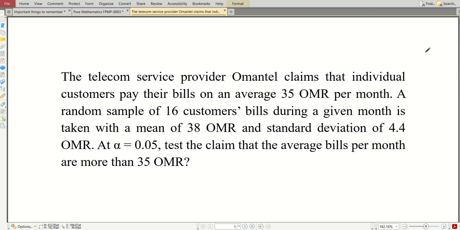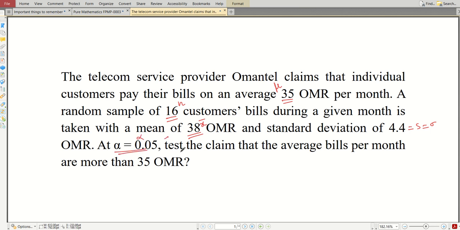A telecom service provider, Omantel, claims that individual customers pay their bills on an average. This is the value of mu, the general value he is talking about. A sample of 16 customers' bills during a given month is taken. The mean is the sample mean, x bar, and the standard deviation is the value of S. Simply, we are using this for sigma. S is the sample standard deviation, sigma is the population standard deviation. The value of alpha is 0.05.